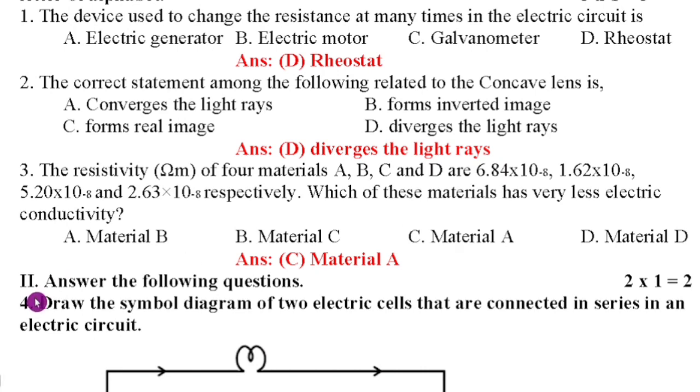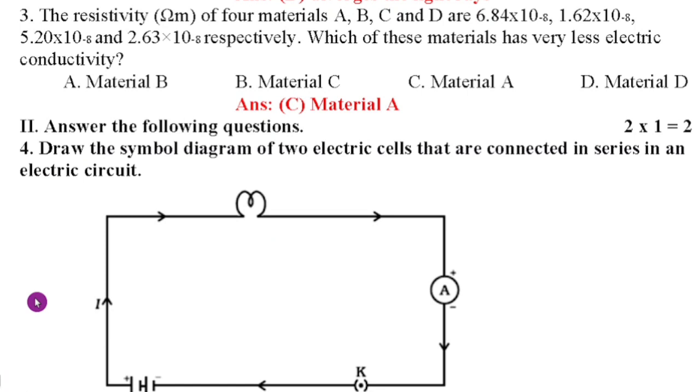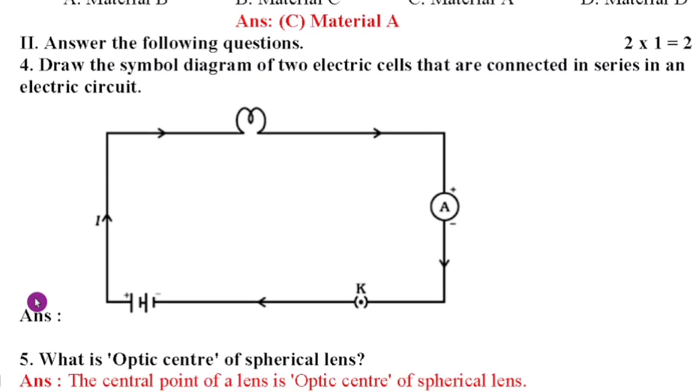Second main: answer the following questions. Here there are 2 questions, each question carries 1 mark. Fourth question: draw the symbol diagram of 2 electric cells connected in series in an electric circuit. See here, I have already drawn the diagram. This is the diagram. See here, 2 cells are in series. It carries 1 mark.